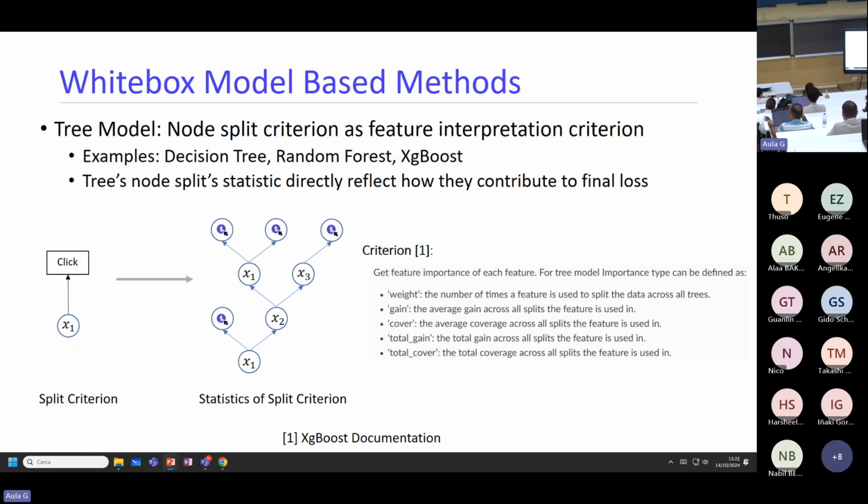But if we extend this very vanilla tree to random forest or XGBoost, we can calculate the statistics of the split criteria to know which feature provides the most information. There are some examples, including the total gain, which is the total gain across all splits the feature is used in, and total cover, which calculates the total coverage across all splits the feature is used in. This method has been demonstrated in the XGBoost documentation.